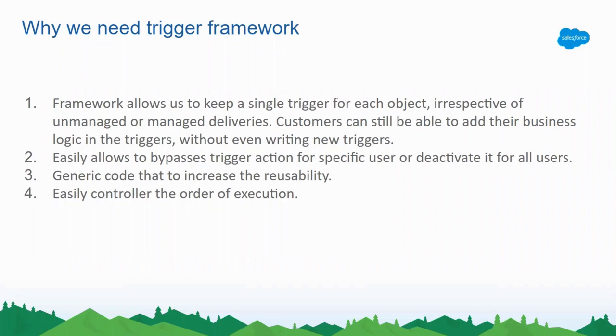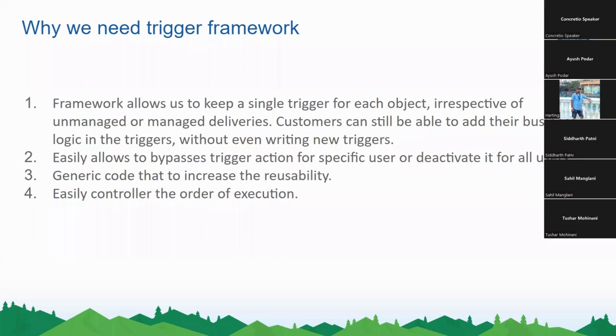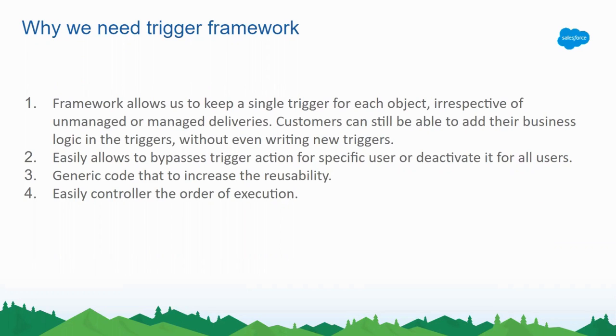The second point is it easily allows us to bypass the trigger action for a specific user, or we can deactivate the business logic for a specific user or for all users. The third point is generic code, so that we can increase reusability by using the generic code. And the fourth is to easily control the order of execution if we have multiple trigger actions on a single trigger. So let's move on, and we will discuss more about these points in upcoming slides.